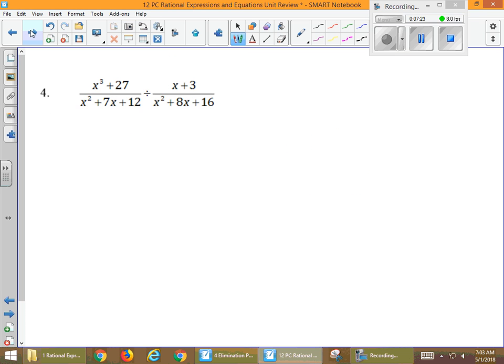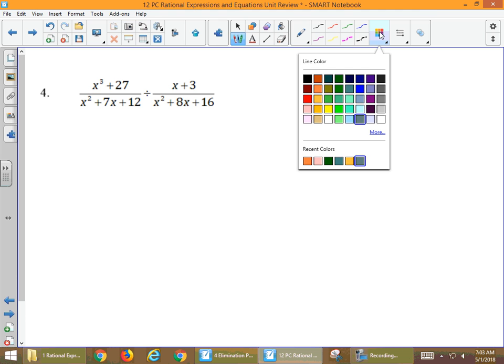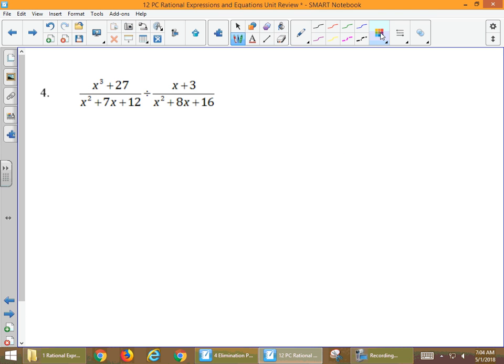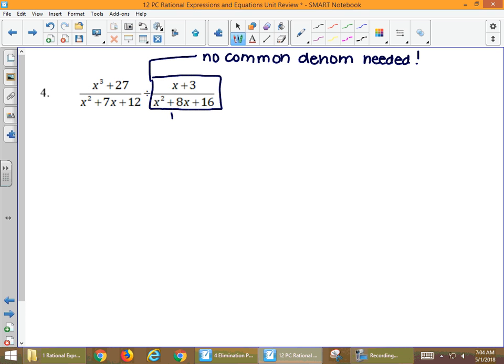Alright, let's get one more problem in here. Oh, it's a division problem. Let's get the division out of the way. Again, division is similar to multiplication in that you do not need a common denominator. Please don't get a common denominator. What you do need to do is take your second term and flip it and then make it into a multiplication problem.